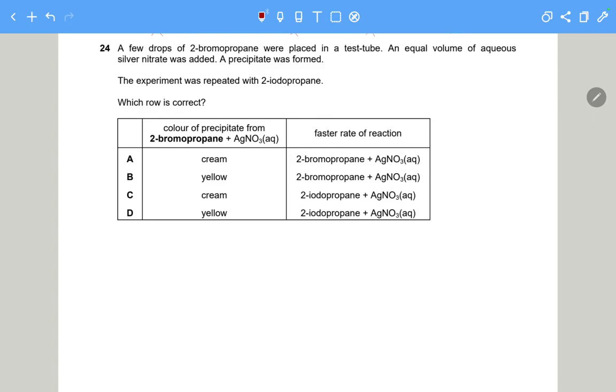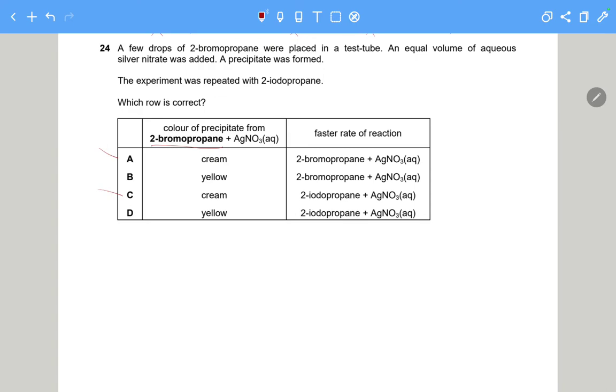A few drops of 2-bromopropane were placed in a test tube. An equal volume of aqueous silver nitrate was added and a precipitate was formed. The experiment was repeated with 2-iodopropane. Which row is correct? Color of precipitate with 2-bromopropane plus AgNO3. This is book work. We know it has to be a cream precipitate of AgBr. And so we have narrowed it down to A and C.